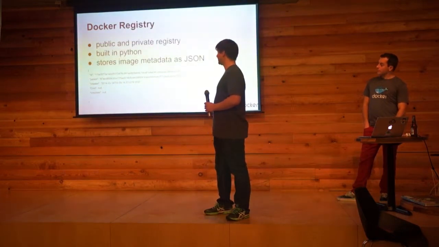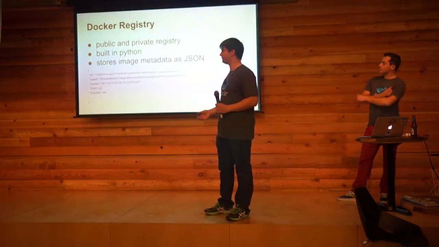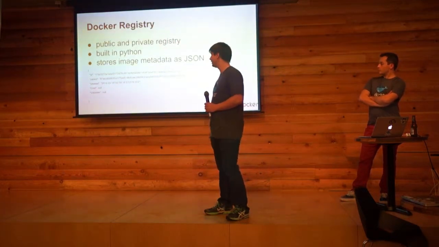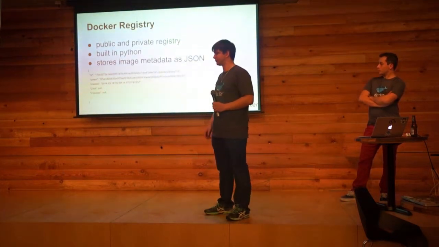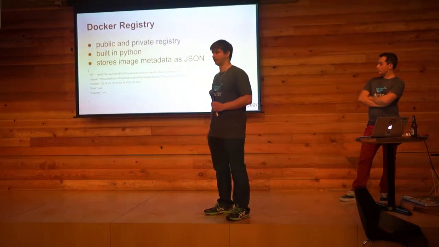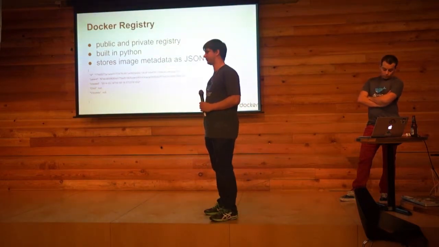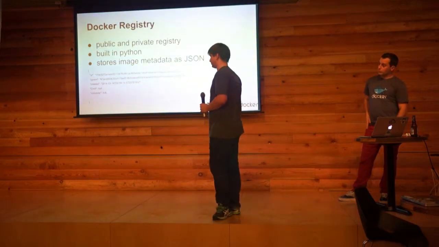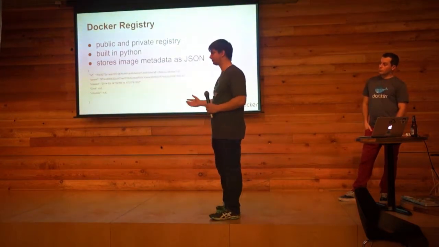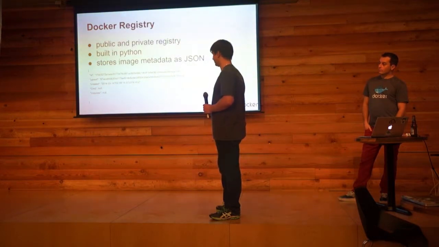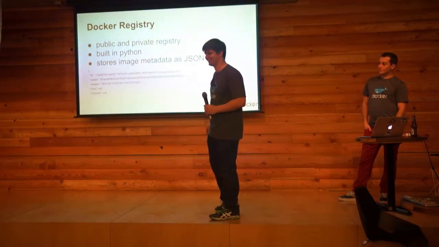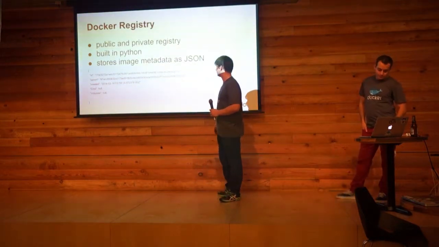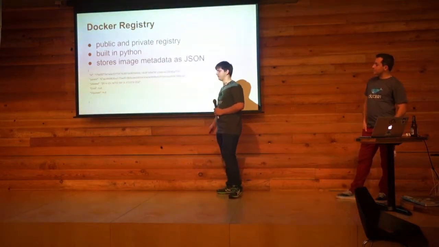So the Docker registry, the private version, which is the one that's open source, is built entirely in Python. And all it really does is store images as a JSON file, and upload them to the server on whatever backend you want, whether that's OpenStack Swift, or Amazon S3, or OpenStack, any of them. So basically what you get when you go into the Docker registry is simply an API that allows you to see the different things.